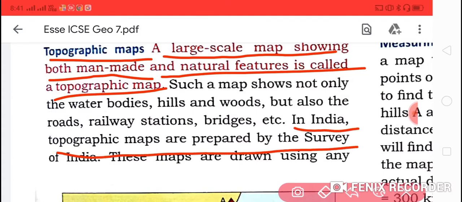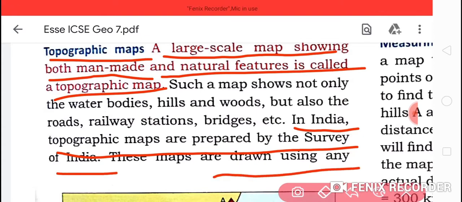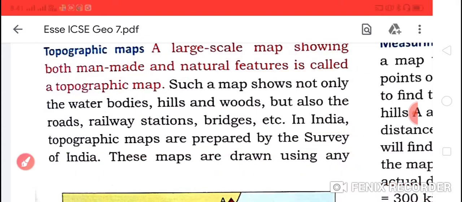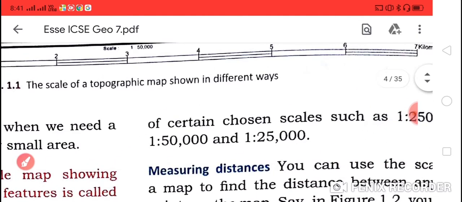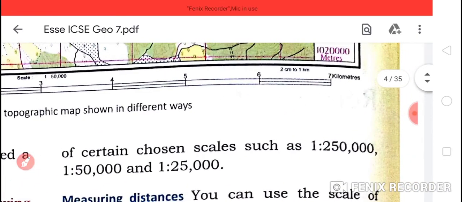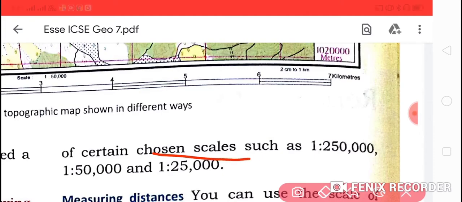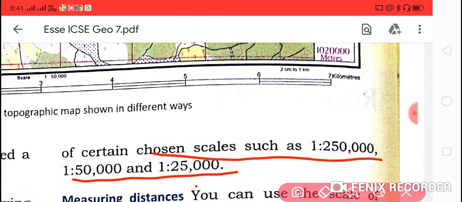In India, topographic maps are prepared by the Survey of India, and these maps use any of certain chosen scales, such as 1:250,000 or 1:50,000 or 1:25,000. So they use these scales.